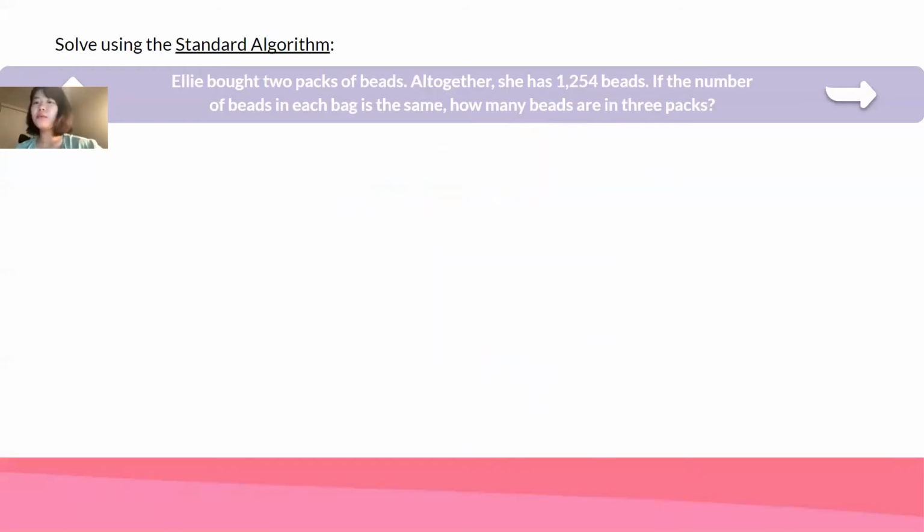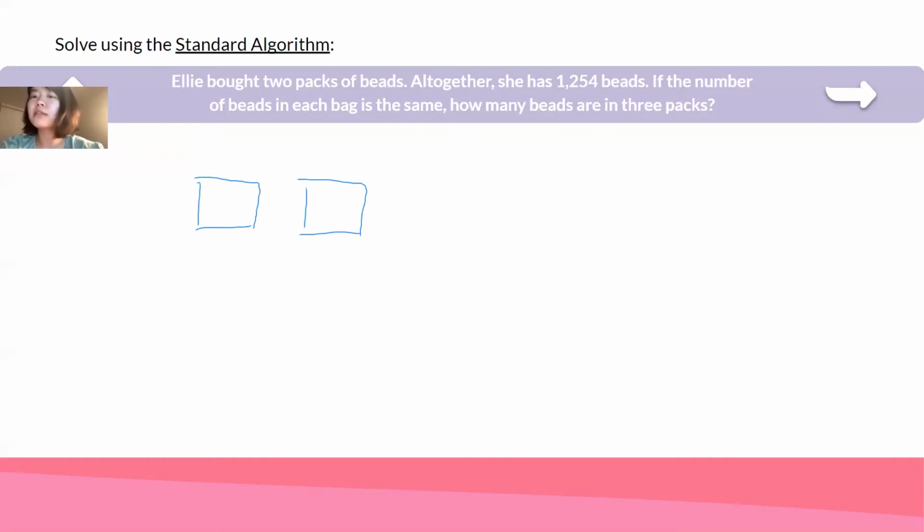Okay, and another word problem. Addie bought 2 packs of beads altogether. She has 1,254 beads. If the number of beads in each bag is the same, how many beads are in 3 packs? Okay, so let's do a bar model to help us figure out the information from this problem. So we already know she has 2 packs. So let's draw 2 packs of beads, and altogether she has 1,254.